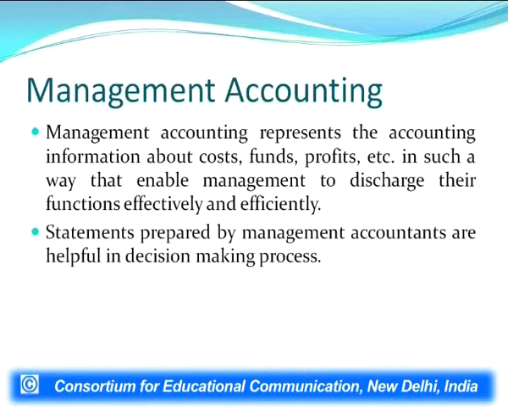So, cost accounting is another branch which has taken place, and another associated branch is management accounting. This management accounting represents the accounting information which is provided by financial accounting and cost accounting in such a way that it enables management to discharge their functions effectively and efficiently. And management's basic function is decision making. So, when they need to take any decision, they get the information from financial and cost accountants in a proper presentation manner which helps them in decision making.